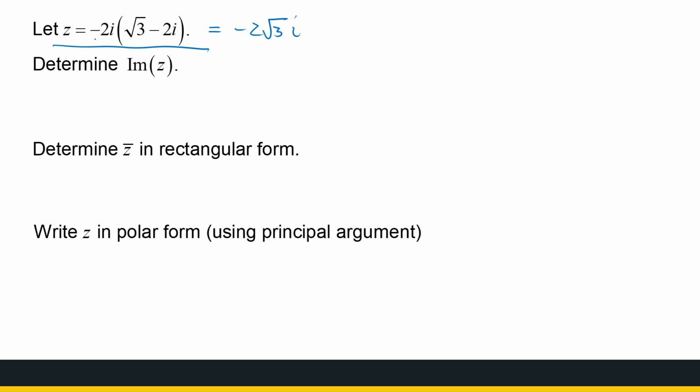And we've got plus 4i squared, so that's minus 4. So if I just change the order, because we're used to writing it like that, minus 4 minus 2 root 3i. So let's look at what we're asked.